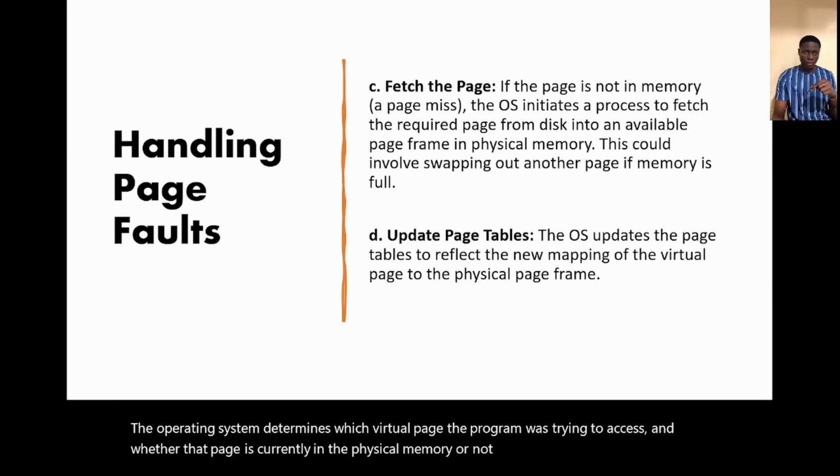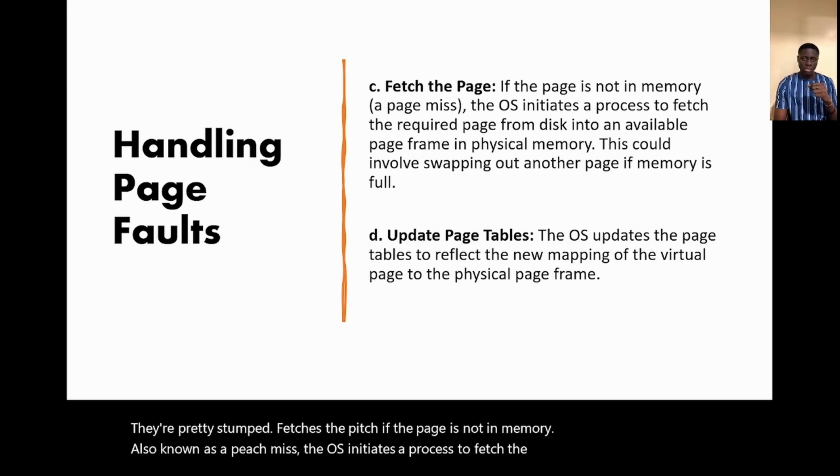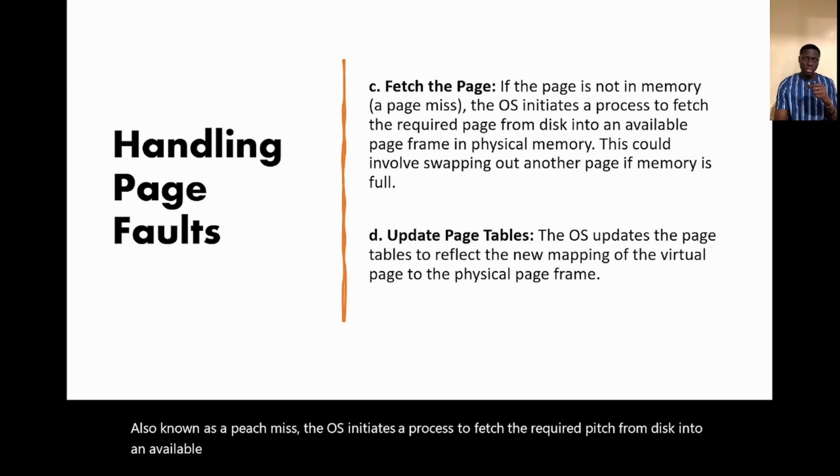The third step, the operating system fetches the page. If the page is not in memory, also known as a page miss, the OS initiates a process to fetch the required page from disk into an available page frame in physical memory. This could involve swapping out another page if memory is full.